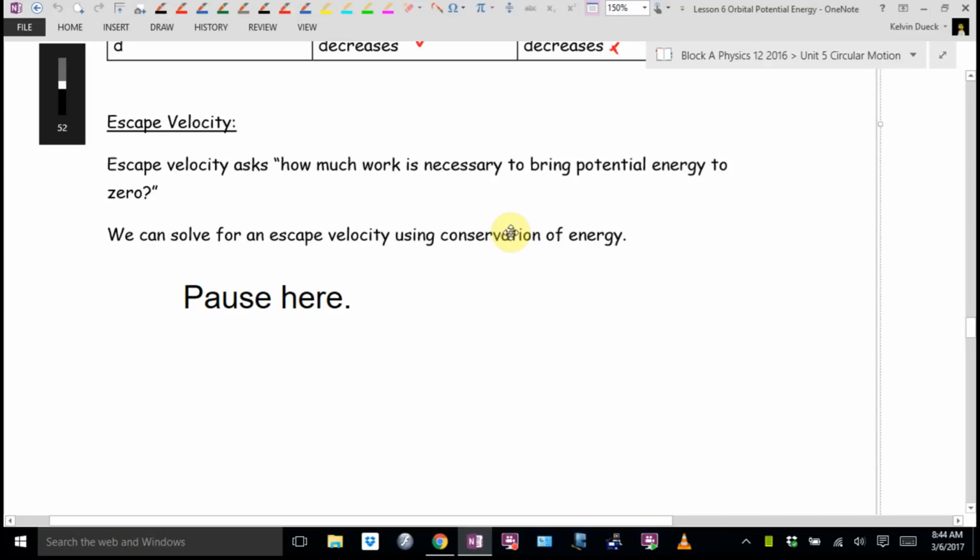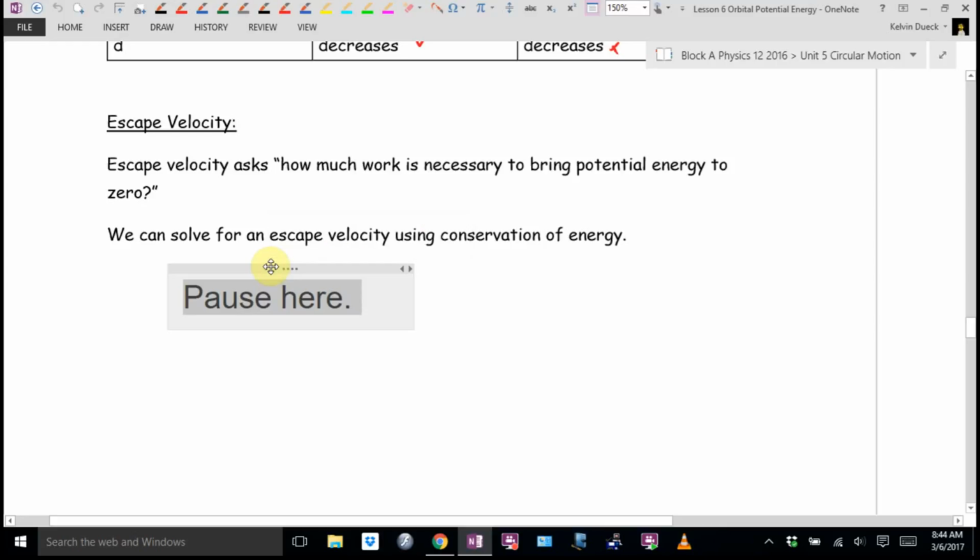We did some really heavy-duty calculator work last day. I spent lots of time. We said we're going to use ditto marks. We said we're going to backspace. We said we're going to edit because otherwise the likelihood of making mistakes is really, really high. And we left off talking about escape velocity.